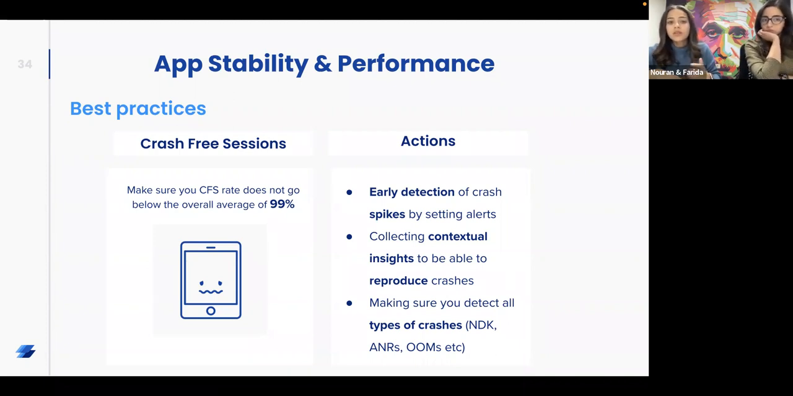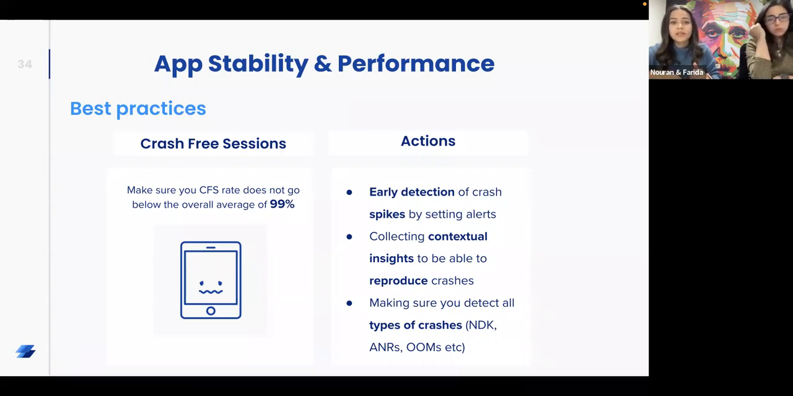And what can you do? What can you proactively do to make sure this number remains within acceptable limits? So the first thing that you need to do is early detection of crash spikes.